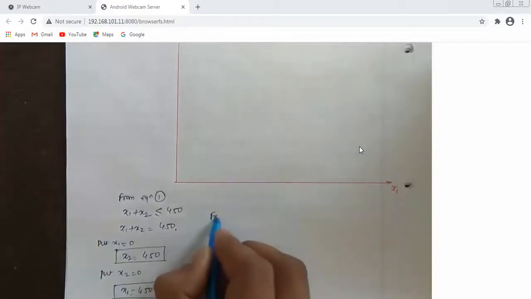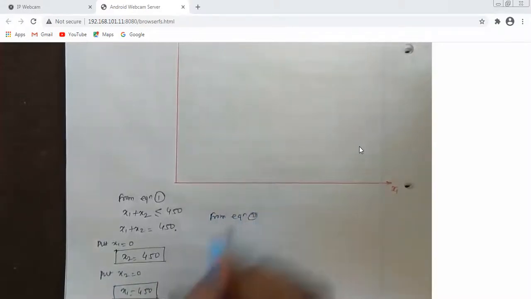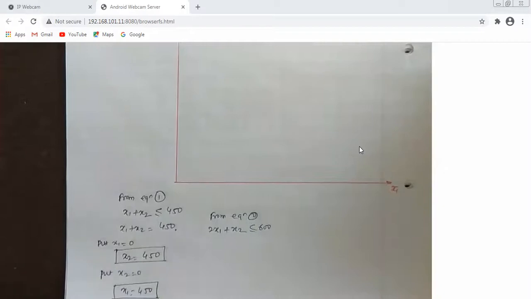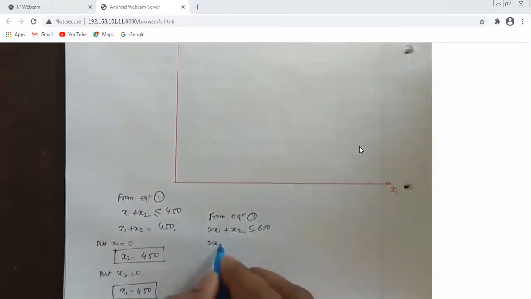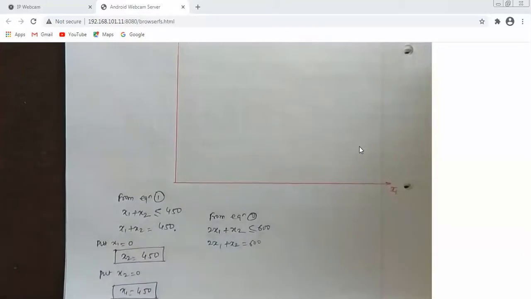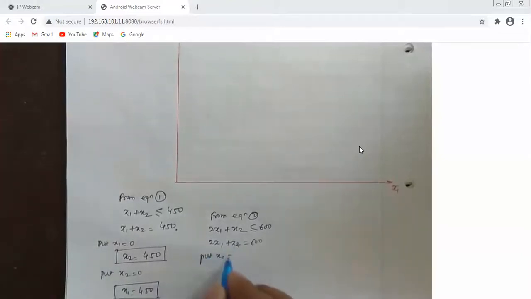Similarly, from equation 2, what is the equation of the line? That is 2x1 plus x2 less than or equal to 600. So we can rewrite this equation like this: 2x1 plus x2 is equal to 600. Now again, do the same thing. Put any variable 0, then we'll get the second variable. After that, put the second variable 0, we'll get the first variable value. So I'll put x1 equal to 0, then we'll get x2 equal to 600.